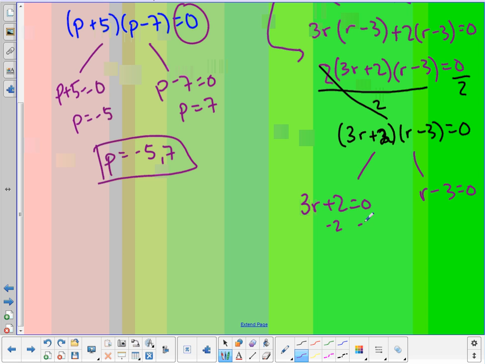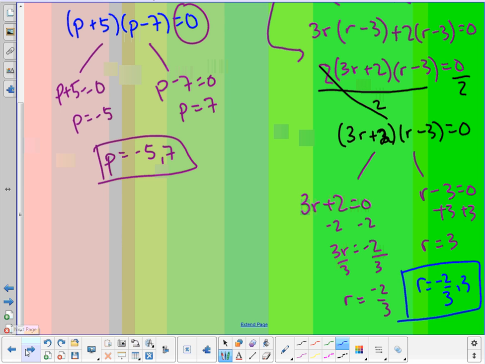Over here, subtract the 2, I get 3r equals negative 2 and divide by 3. So r is negative 2/3. On the right, add the 3 and I get r is equal to 3. So my two solutions are r equals negative 2/3 and 3. Two solutions here. So I have two solutions to most of these trinomials. Sometimes those solutions end up being the same, and then you really only need to list it once, but most of the time you're going to end up with two solutions there.